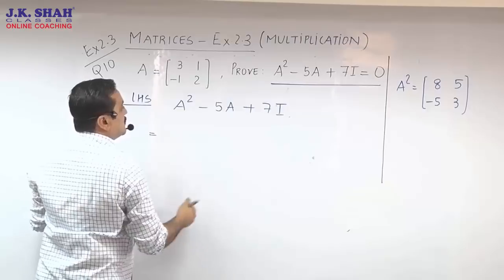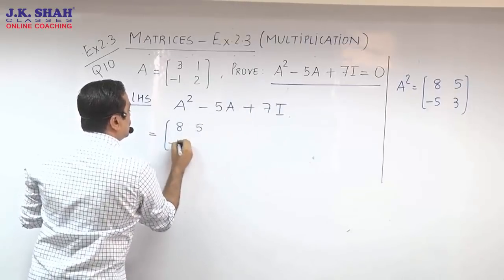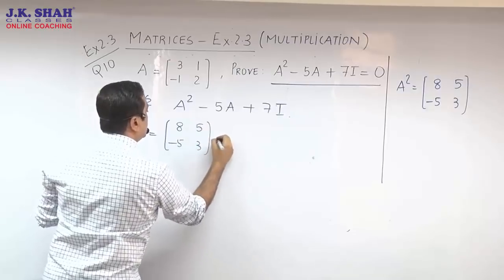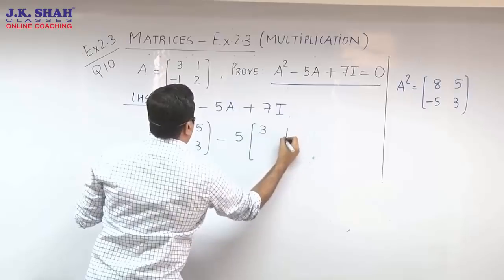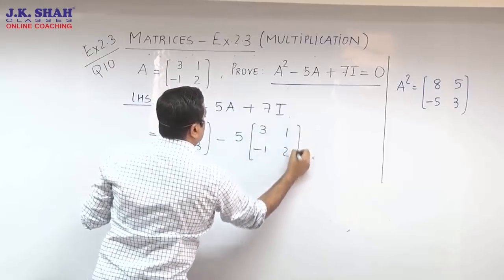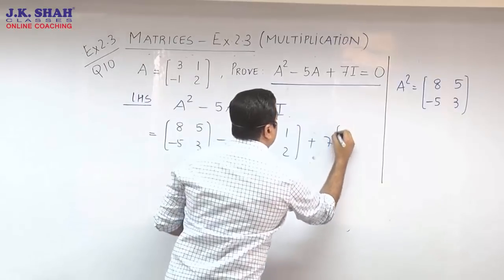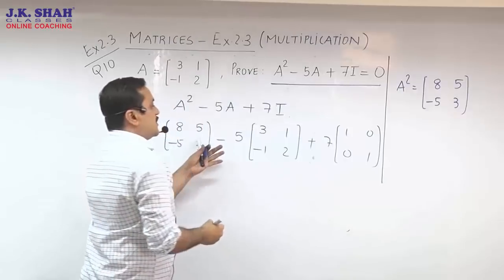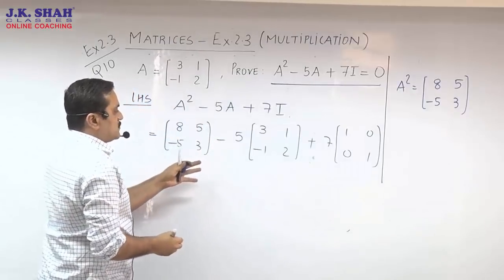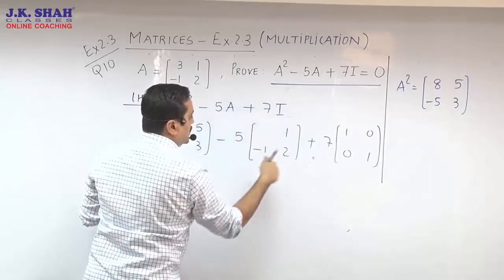We bring in A square from that corner of the board. 8, 5 minus, now this you need not work, you just be on the video please right now. 5, 3, 1, minus 1, 2. Plus 7, I brought my A over here. I matrix is my 1, 0, 0, 1. Now this kind of sums we have done a lot in our 2.2 exercise. We need to push our 5 inside first. So 5 will be multiplied with all the elements.